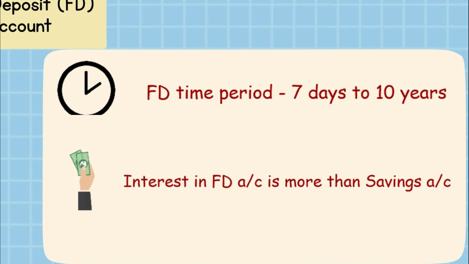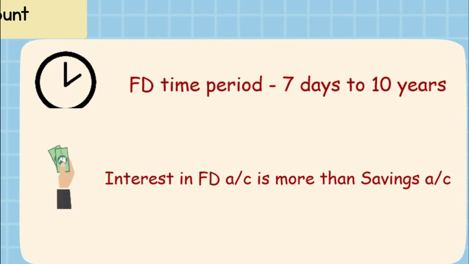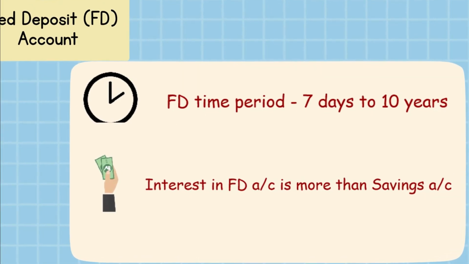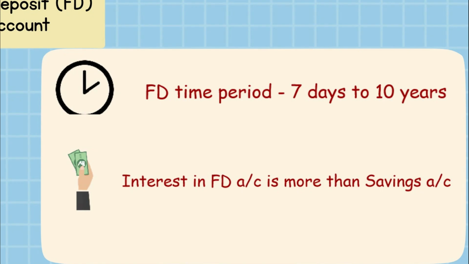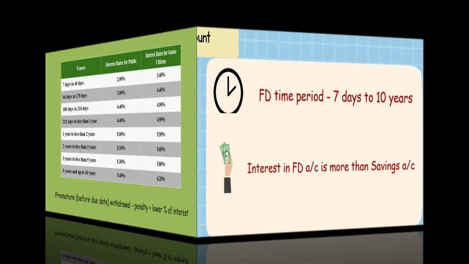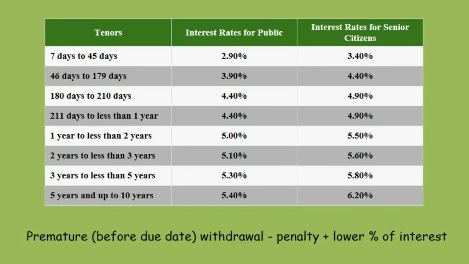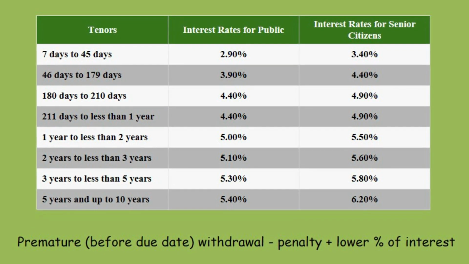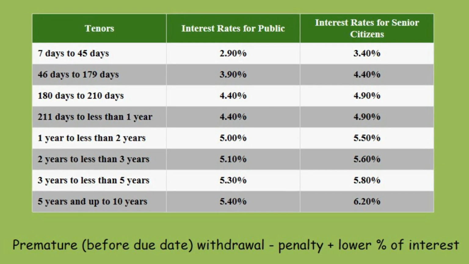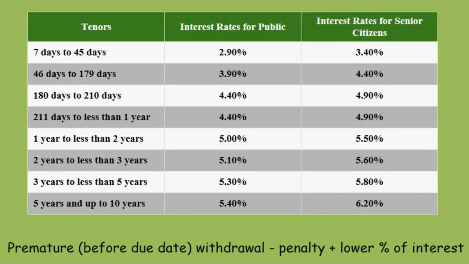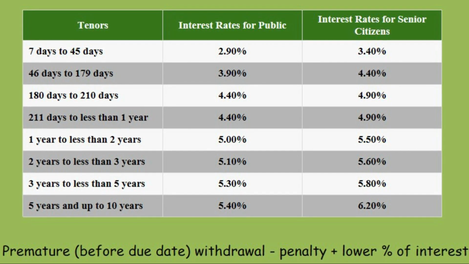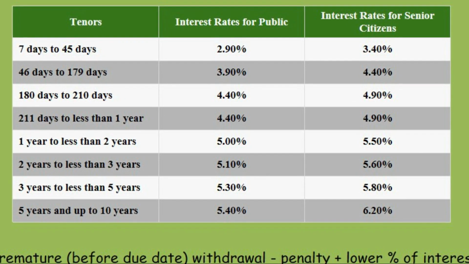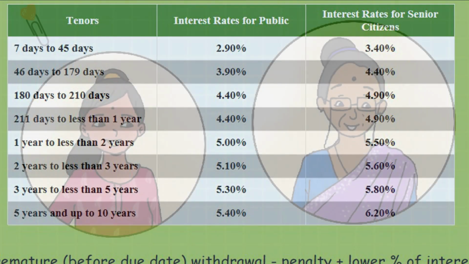The depositor is not allowed to withdraw the money before the due date. The amount of interest is more than the interest received in a savings account. Here's a fixed deposit interest rate table. Some banks offer a premature withdrawal facility, but premature withdrawal comes with a lower interest rate. On the date of maturity, the bank credits the principal and interest to the bank account of the depositor. Therefore, you must know the type of investment and understand its offerings before making a decision.